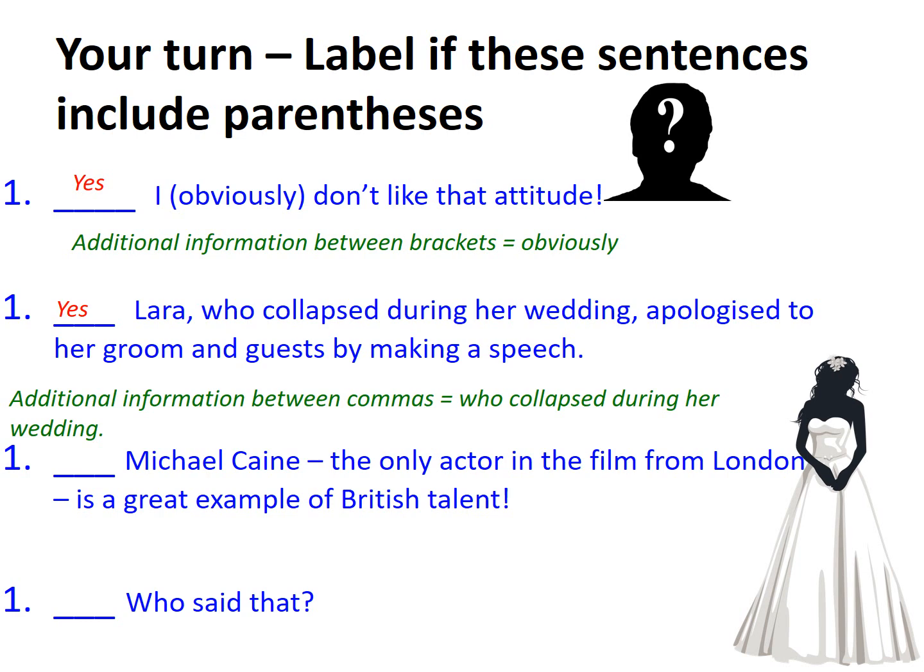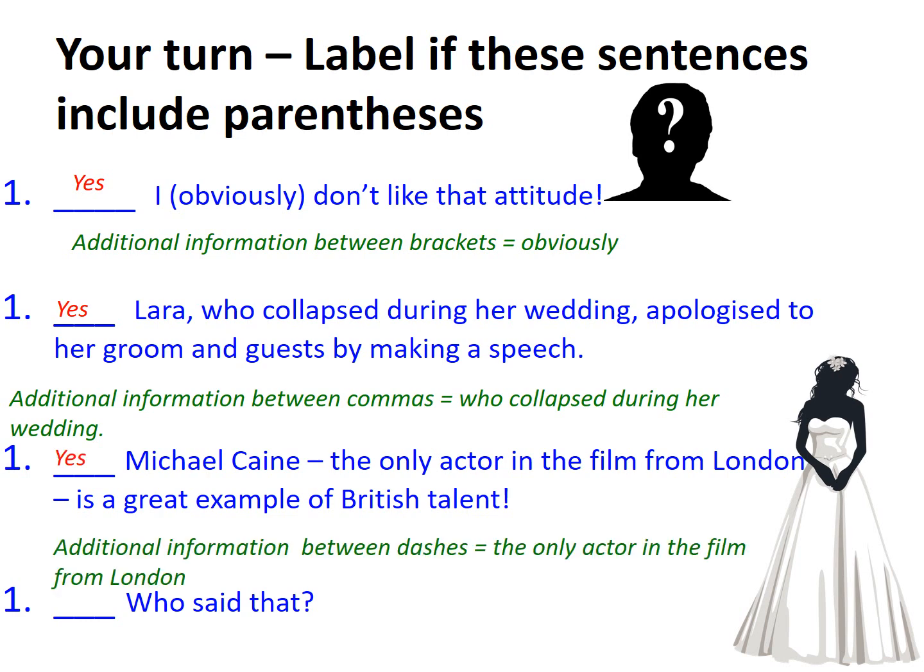Next up, Michael Caine, the only actor in the film from London, is a great example of British talent. As we know, the dashes and the pair of them are a form of parentheses, and they're giving us some quite stark and important and exciting news about how Michael Caine is brilliant in a film and that he comes from London. In fact, that additional information is just informing us that he comes from London and that he's the only actor doing that. So that additional information we can take away from the rest of the sentence and it would still make sense. Michael Caine is a great example of British talent. Sounds good to me. But it's in parentheses because of the dashes.